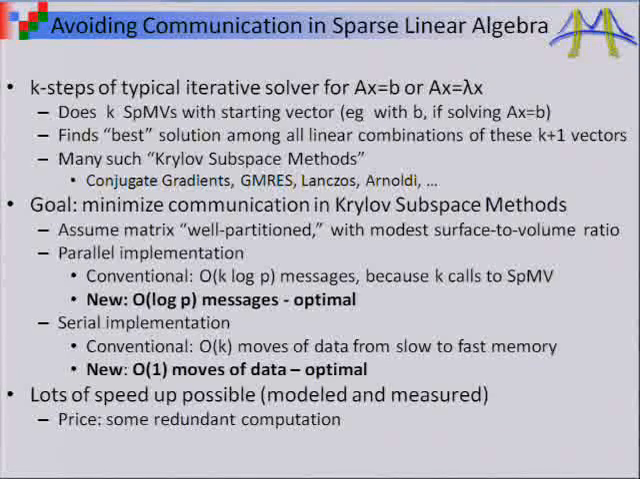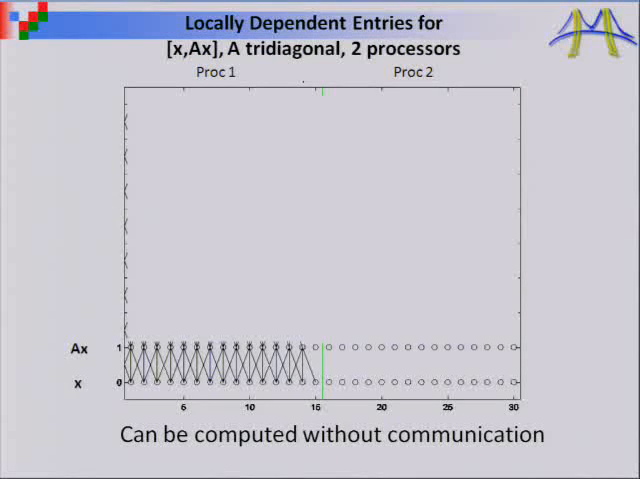So let me give you a hint about how to reorganize this. And I'm going to draw it for the simplest example where I can show you everything that goes on, a 30 by 30 tridiagonal matrix on two processors, right? So you can see everything. Processor 1 owns the first 15 entries. Processor 2 owns the second 15 entries. And each of these little circles represents an entry of x. And each of these circles represents an entry of A times x. And since A is tridiagonal, each entry of A times x depends on 3 entries of x, right? Because tridiagonal means there are 3 non-zeros. So I've written here every possible dependency.